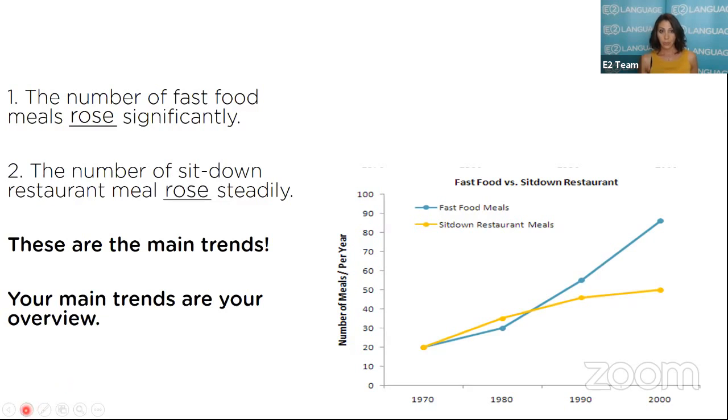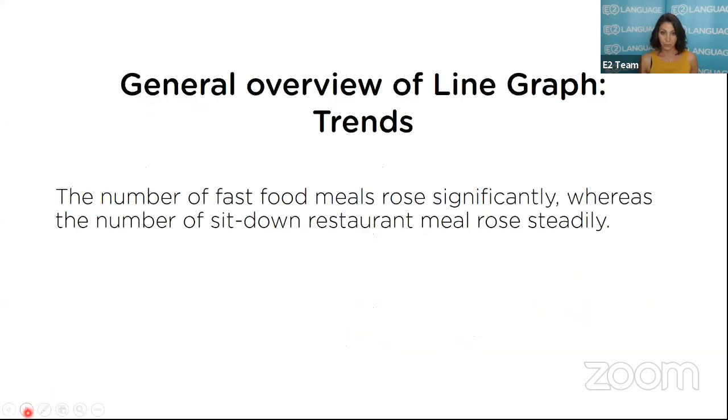They also rose, but they rose more steadily, okay? We can see that fast food rose significantly. There was quite a large, steep increase, whereas although sit-down meals increased, it was more of a steady increase. So these are our main trends. Again, they will form our general overview.